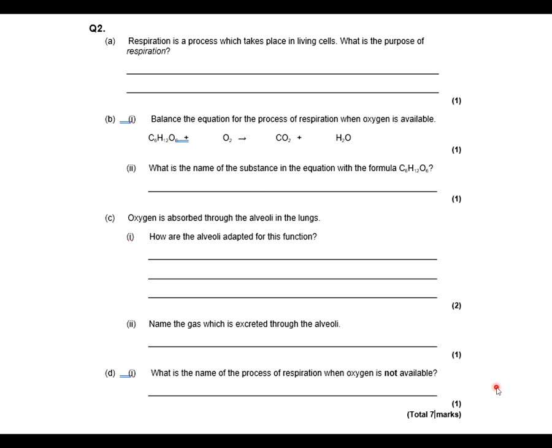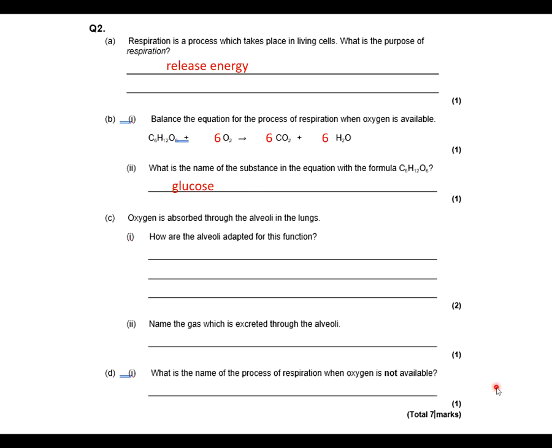So respiration is a process which takes place in living cells. What is the purpose of respiration? It is to release energy. That's the key. Okay, we never ever write produce energy. Energy cannot be produced, but it can be released. We've got a chemical equation here to balance. It's a very simple equation to balance. We just pop 6's in front of all of these. What is the name of the substance in the equation with the formula C6H12O6?